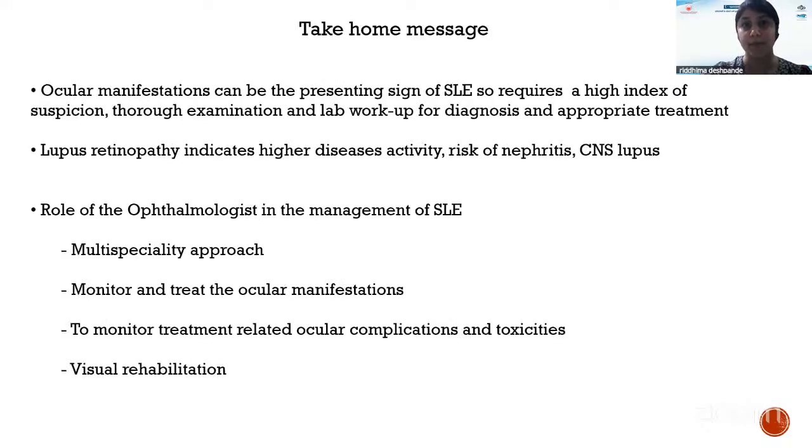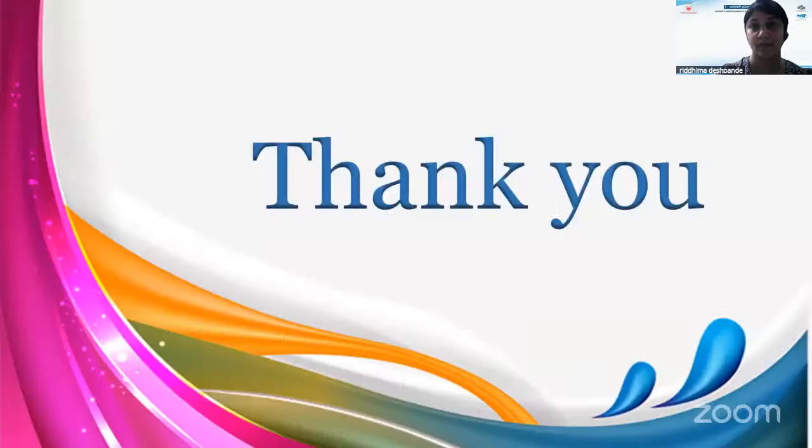So I think the take-home message here is that sometimes ocular manifestations can be the presenting sign of SLE, so it requires a high index of suspicion, thorough examination, and extensive lab work. Lupus retinopathy indicates high disease activity, and these patients are particularly at high risk of developing nephritis and CNS lupus. So the role of the ophthalmologist here is not only identifying the disease, but proper referral, monitoring treatment-related complications and toxicities, and visual rehabilitation. Thank you.